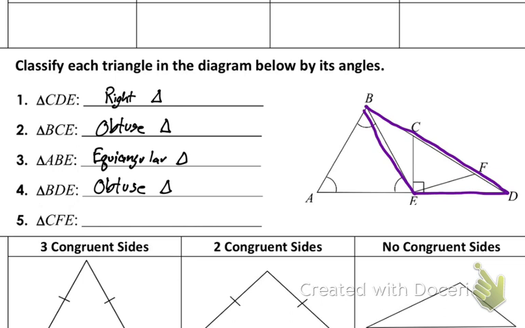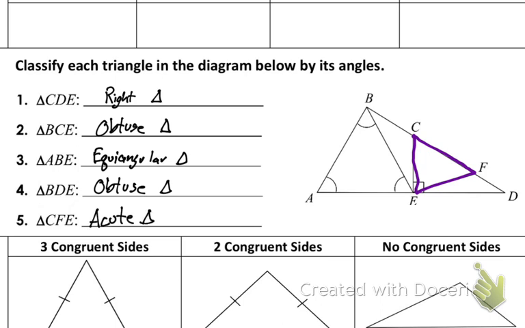And our final one is Sphi. Sphi is CFE. CFE. All those angles are less than 90 degrees, so that would be an acute triangle. It's a cute little triangle.